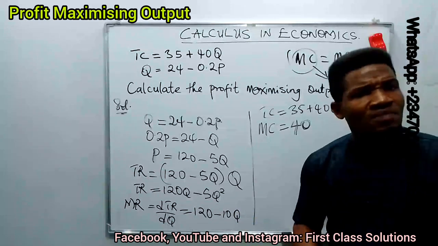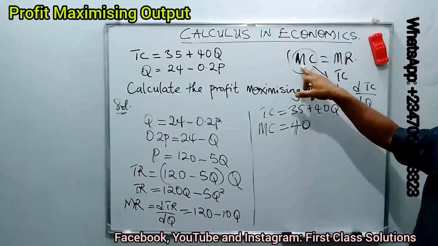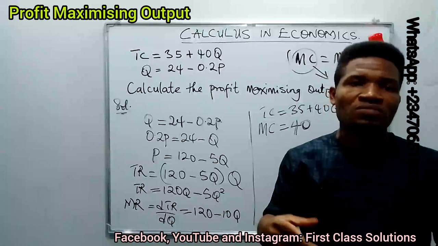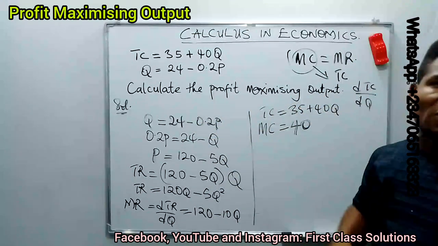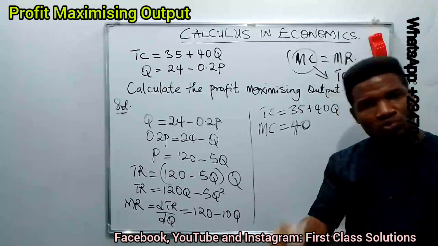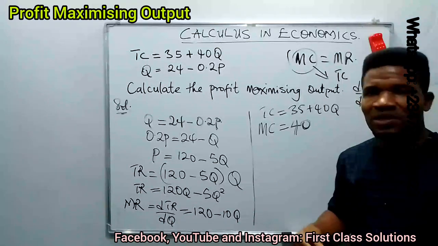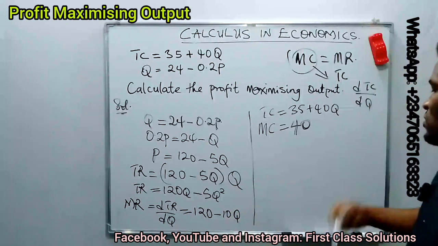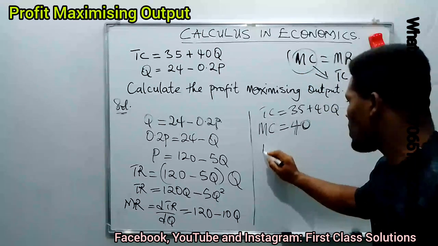10Q. Remember again that what we needed to do, the marginal principle, is when you equate marginal cost with marginal revenue, the quantity that you will get will become the profit maximizing quantity, the profit maximizing output of that firm. That profit maximizing output is that output at which the firm will have its maximum profit possible. So in this case, we're having marginal cost to be 40 and marginal revenue to be 120 minus 10Q.